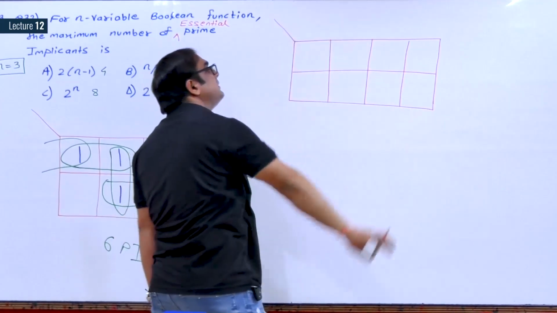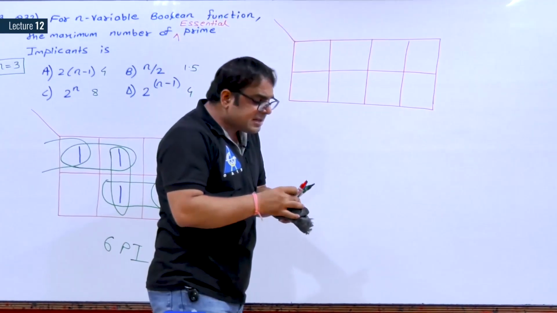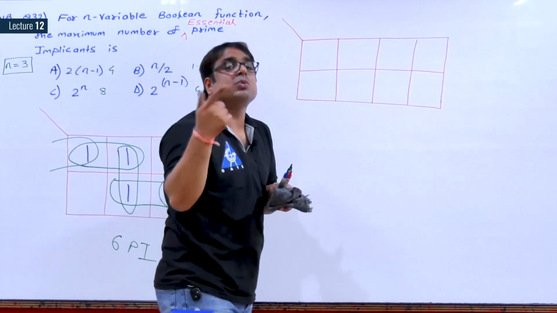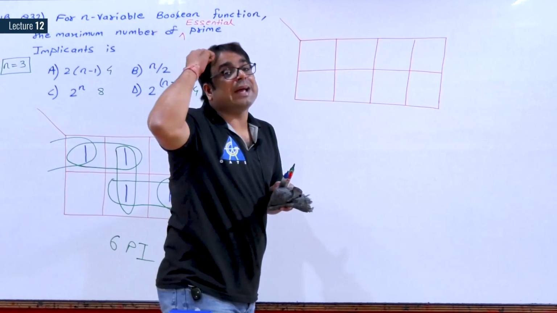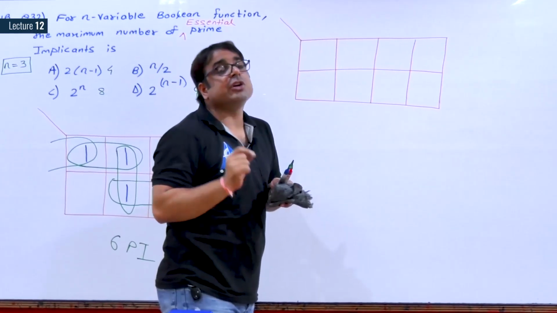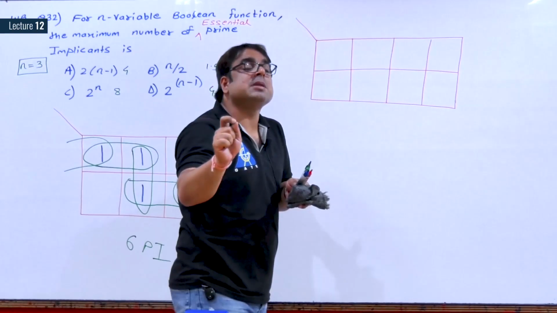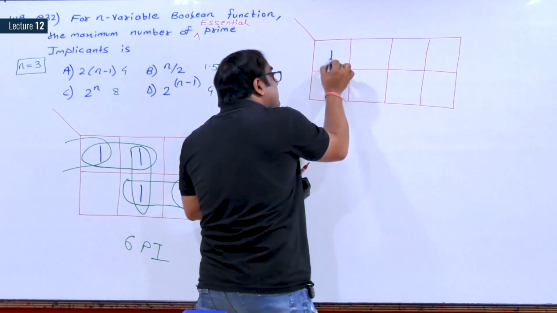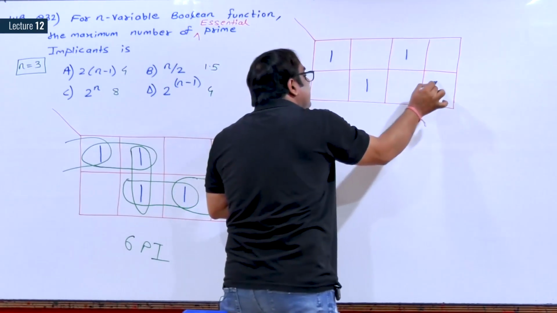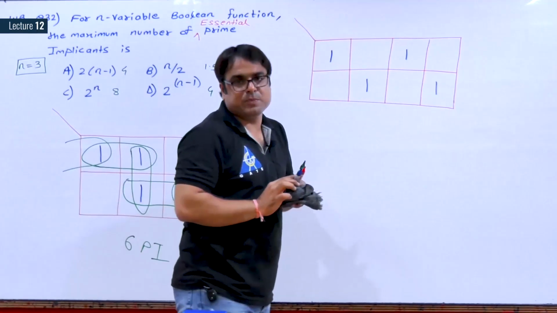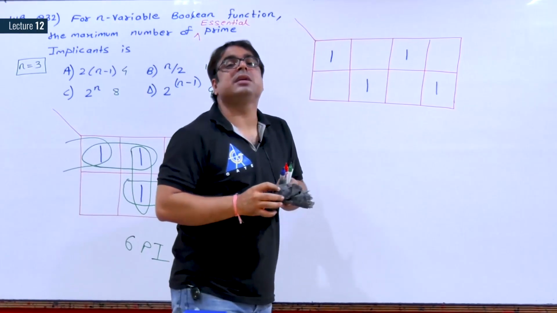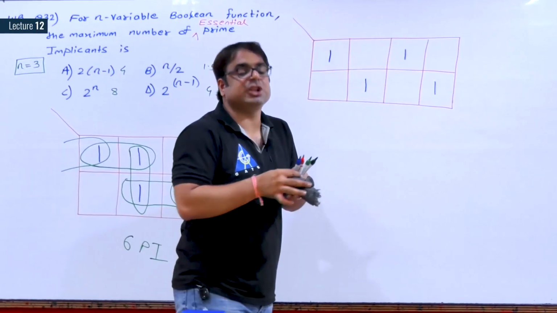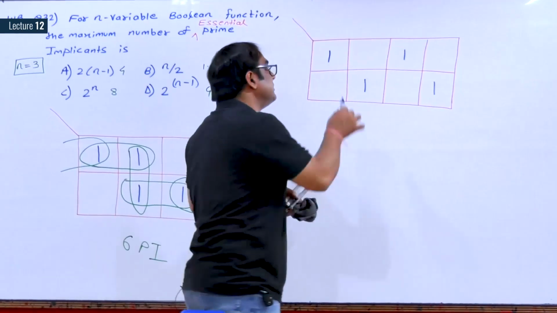Again consider a 3 variable K-map. Now your target is to have maximum number of essential prime implicants. See here, maximum number of essential prime implicants, this is the possibility. Notice this K-map carefully. Just check how many essential prime implicants are there.